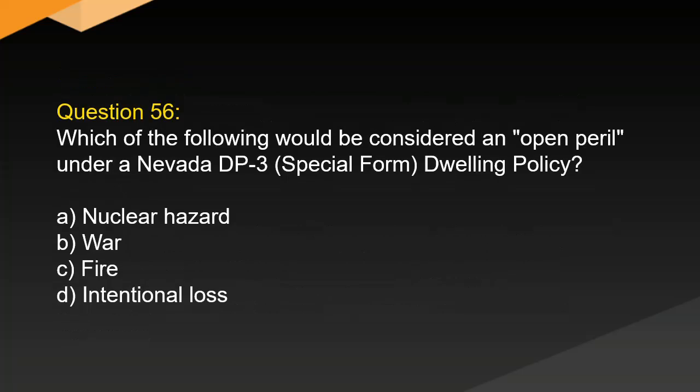Question 56. Which of the following would be considered an open peril under a Nevada DP3 special form dwelling policy? A. Nuclear hazard. B. War. C. Fire. D. Intentional loss.